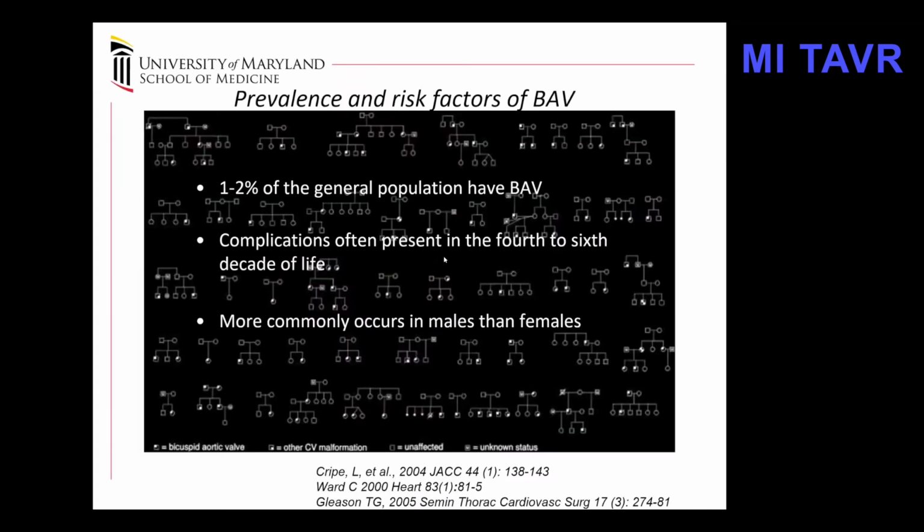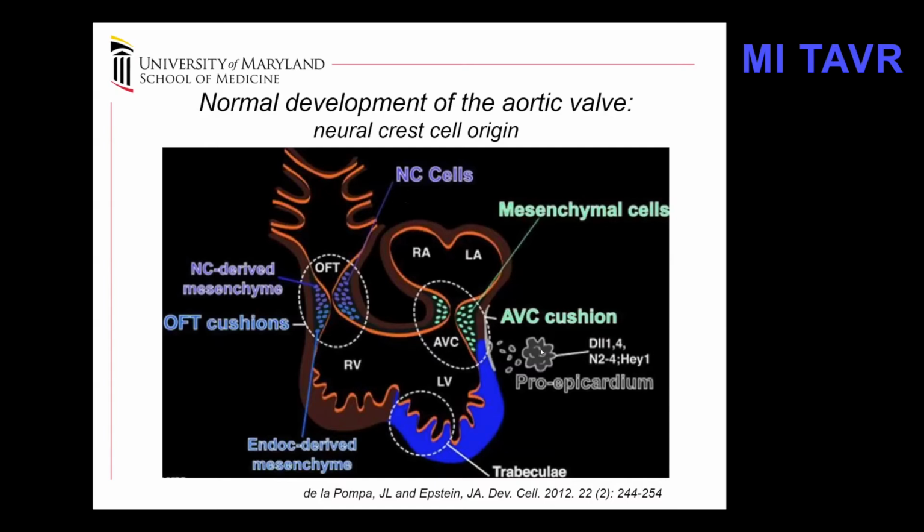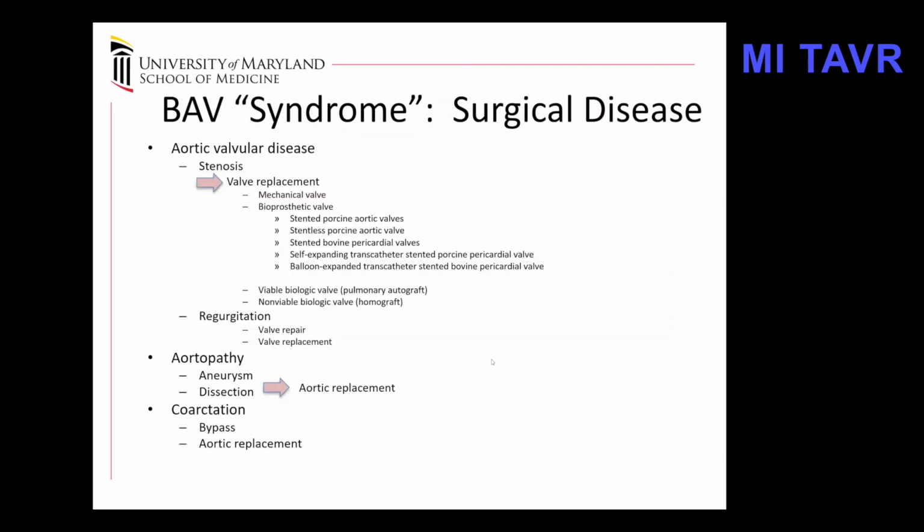But in any case, we now know this is a hereditary disease, commonly presenting in the 4th to 6th decades of life, more common in males than females. One of the striking points of note is that this part of the heart, the aortic valve and the aortic root, stems from neural crest cells, different than other parts of the heart. That has some relevance that I don't have time to go into now, but it does bear some relevance even to this topic.